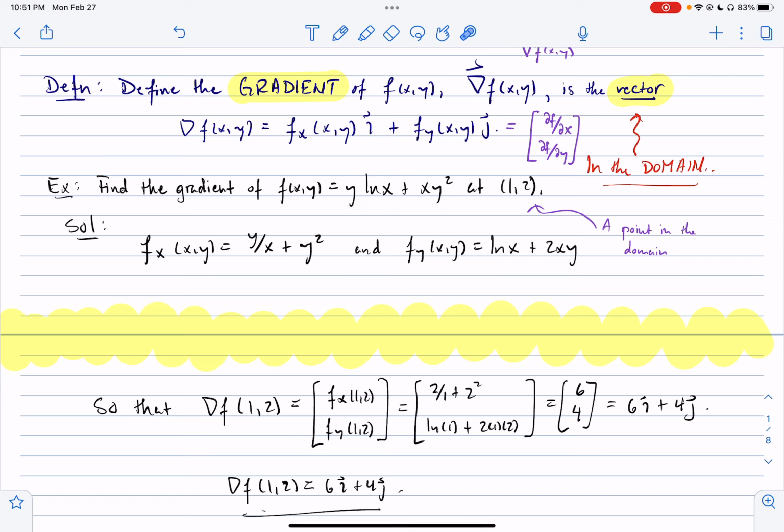So if we take the partial derivative of this two-variable function with respect to x, since we're taking the x partial derivative, we treat y as a constant. The derivative of natural log of x is 1 over x, so the first term is y over x, and then y squared. And the y partial derivative is log x plus 2xy.